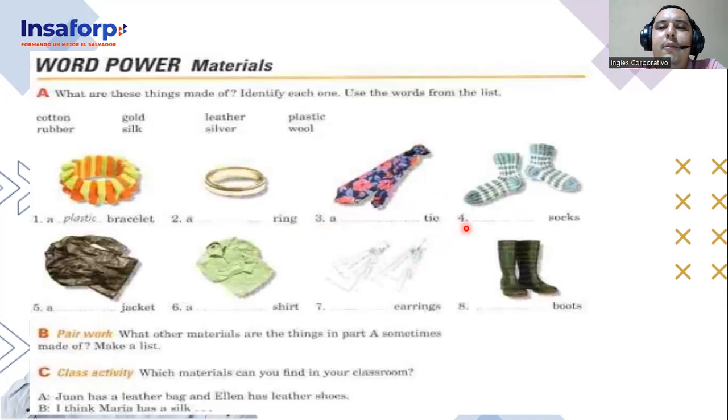What about number four? A wool sock. So, yeah. Or we can say wool socks, because here we don't have an article, and sometimes the article is not necessary, but we can use the article. A wool sock. Okay, a wool sock.